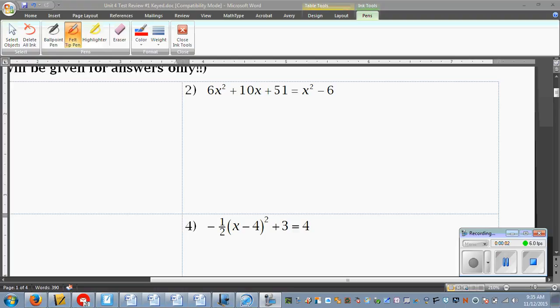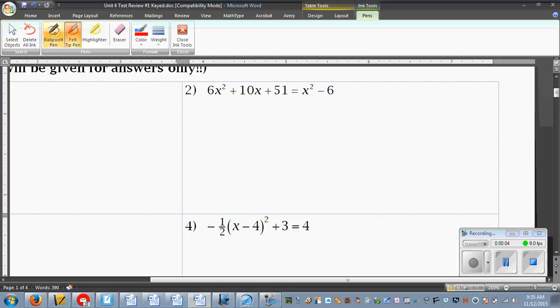Before solving by using the quadratic formula, you need to make sure that all of your terms are on the same side and your equation is equal to 0. So if I subtract x squared from both sides, I get 5x squared. And if I add 6 to both sides, I get 56. The equation's equal to 0, and that's why I can now use the quadratic formula.